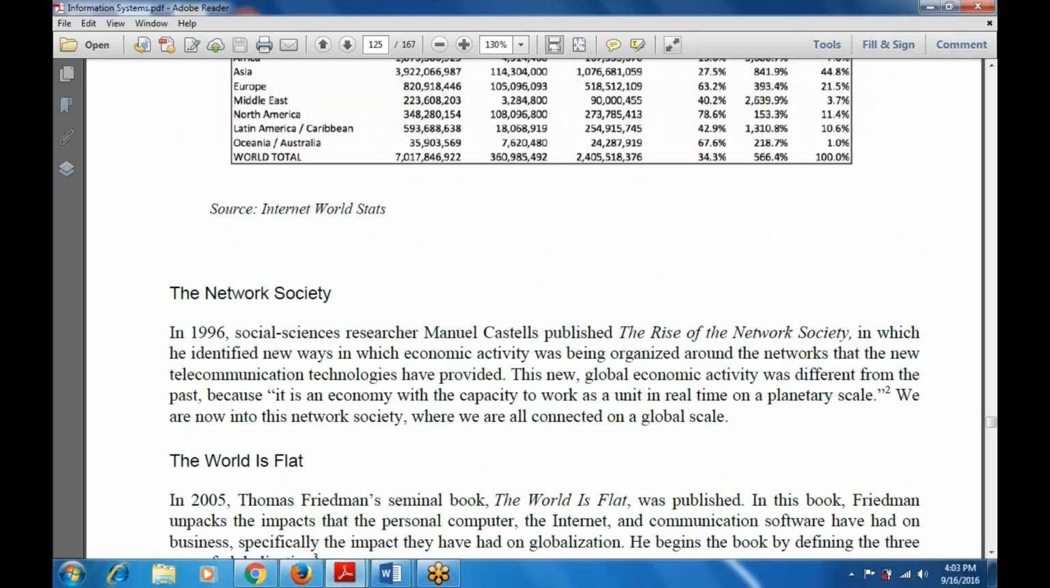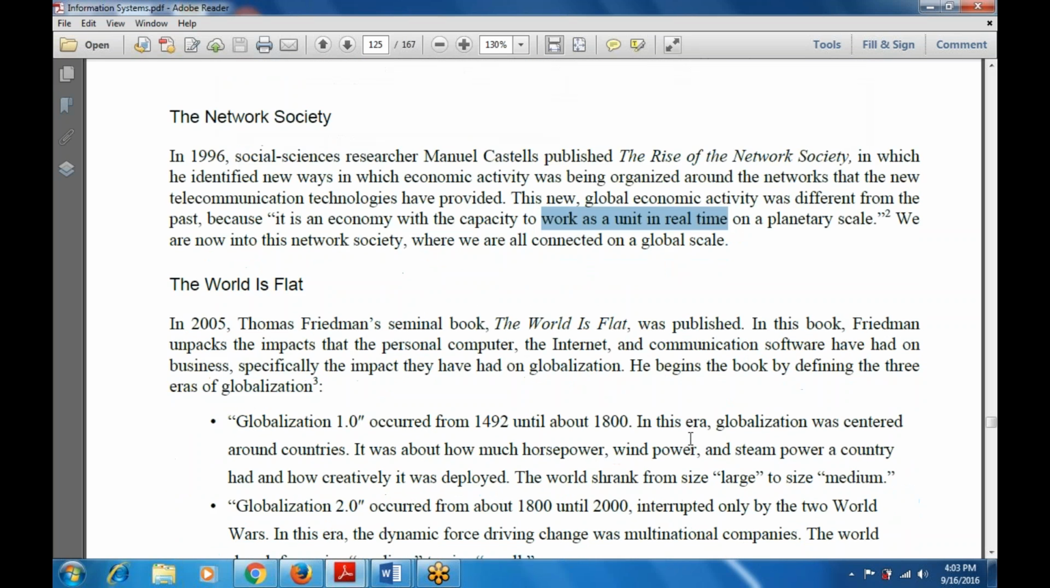The next topic is the network society. Nowadays, there is a network in society that also contains IT. This new global economic activity was different from the past because it is an economy with the capacity to work as a unit in real time on a planetary scale. We are now in this network society where we are connected on a global scale, all using information technology.